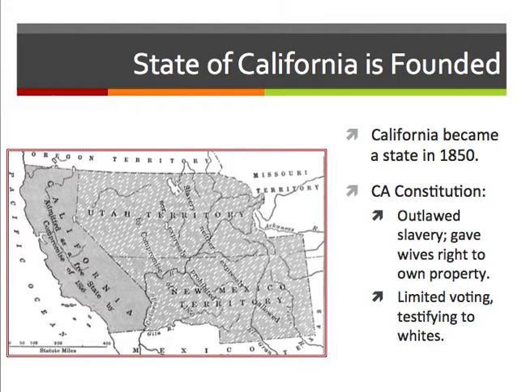So the state constitution did some unusually progressive things. It outlawed slavery, and it gave women and wives the right to their own property. But it was also very racially discriminatory. It explicitly limited voting and the right to testify in court to white people, excluding Native Americans, Asians, and the small number of African Americans then in the state.